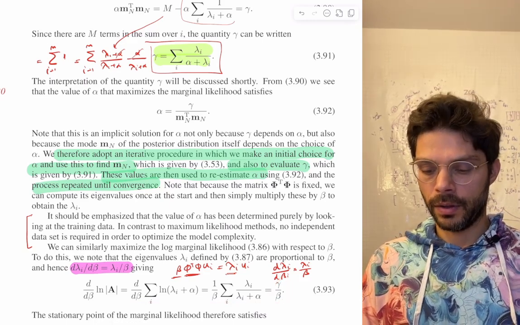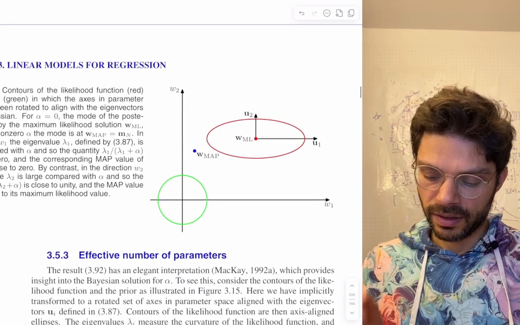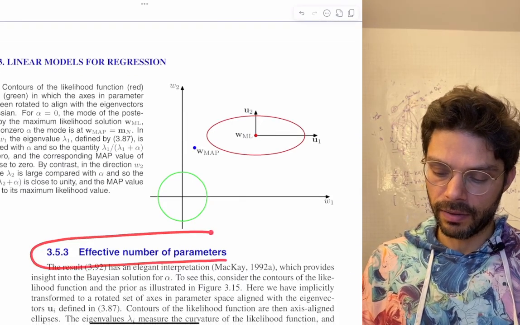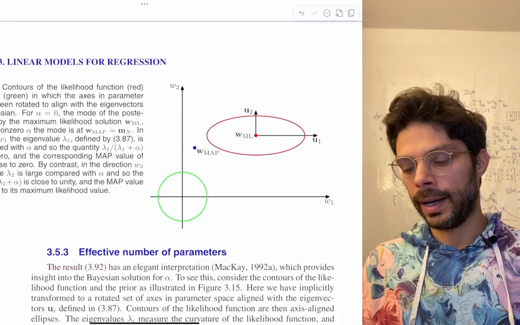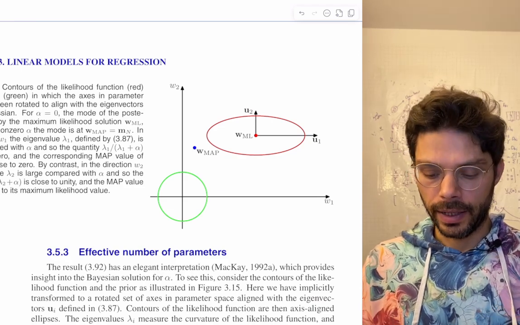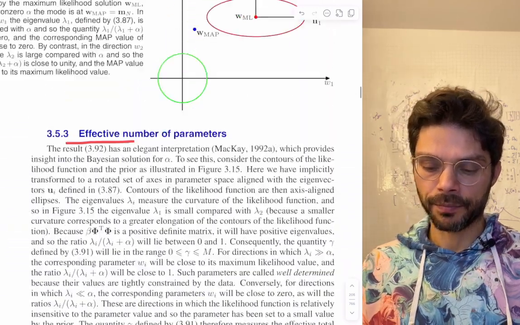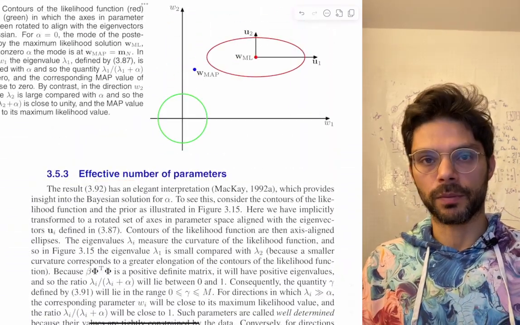Great. So next time we're going to talk about this gamma parameter, which actually has a very interesting interpretation. So hope to see you in that next section, where I think will be the last section on the evidence approximation. So hope to see you then.